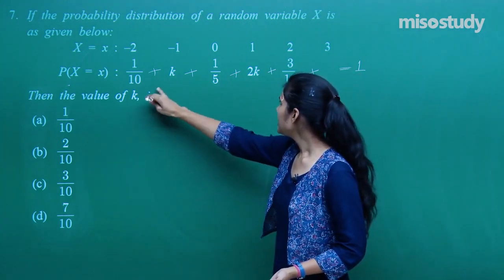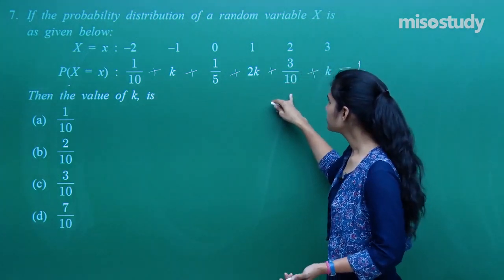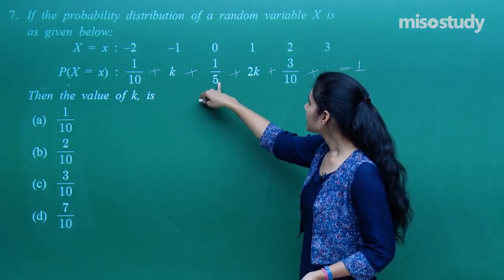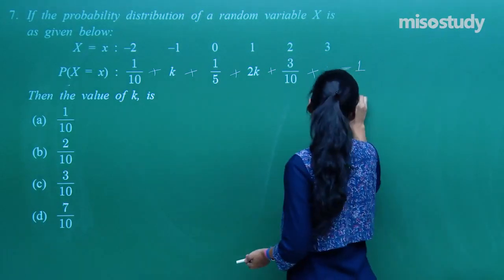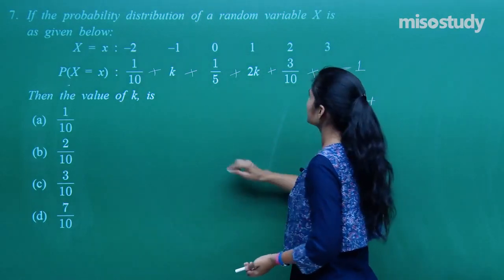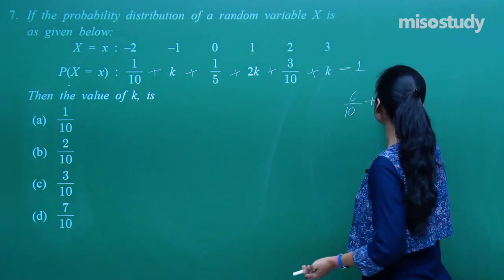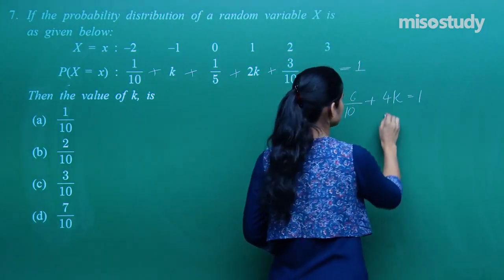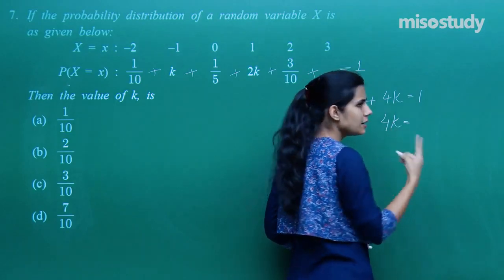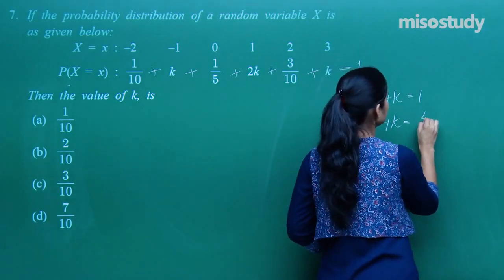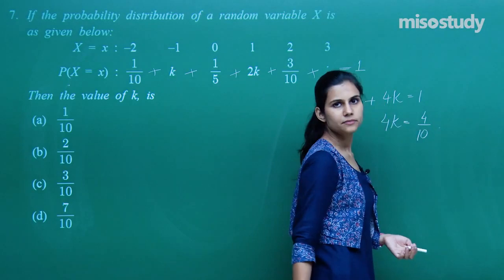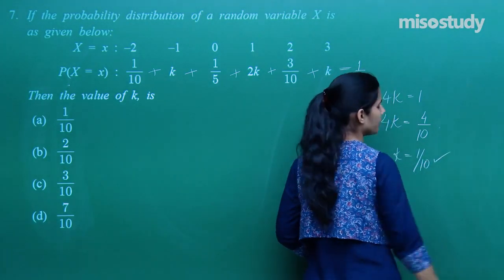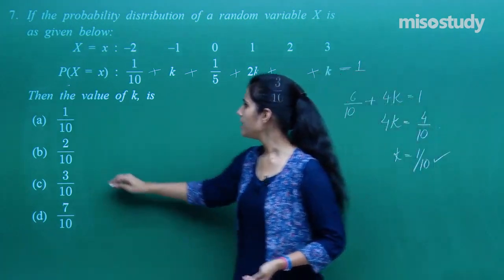So if this is a probability distribution, sum of this is 1, and now the question is very easy for you. 1 by 10 plus 1 by 5 plus 3 by 10 gives you what? This becomes 2 by 10, I can write it as 2 by 10. So this becomes 1 plus 2, 3, 3 plus 3, 6 by 10 plus k plus 2k, 3k, 3k plus k, 4k. This is 1. So what you get is 4k is 1 minus 6 by 10, which is 4 by 10. Right? So k comes out to be 1 by 10. Clear? 1 by 10 is the right answer.